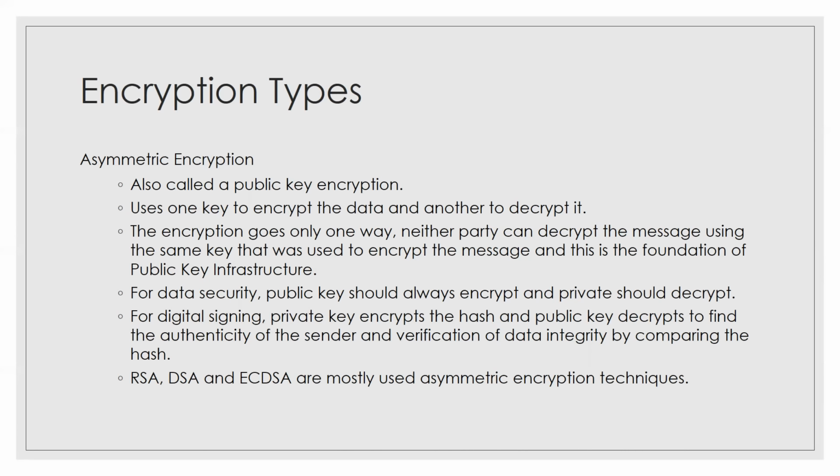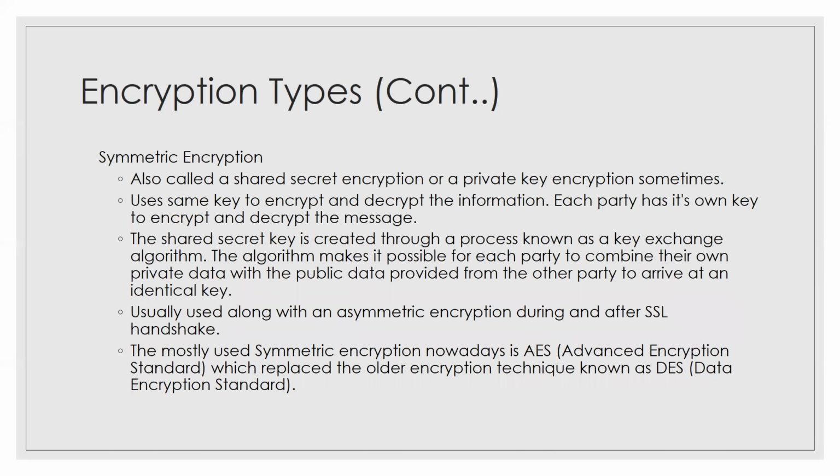Let's talk about symmetric encryption. Symmetric encryption, also known as shared secret encryption or sometimes private key encryption, uses the same key to encrypt the data and also decrypt the data. Each party uses the same key to encrypt and decrypt the message. So you're just sharing one key. That's why it's called shared secret encryption. The shared secret key is created through a process known as a key exchange algorithm.